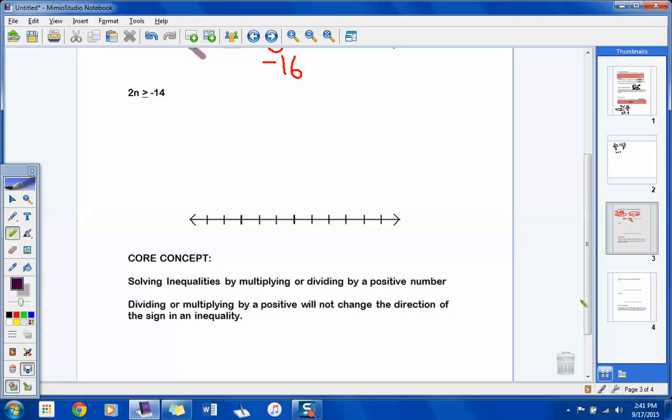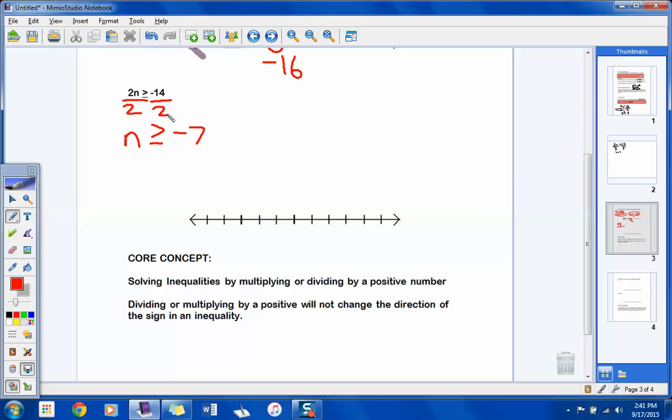Got it, Ben? Who's got a solution here for me? Scarlett, what do you think? N is greater than or equal to negative 7. All right, how about a process? What was the process? Divide each side by 2. Awesome. Again, guys, your job is to isolate the variable, right? Doesn't this say 2 times n? So how are you going to undo multiplication by 2? Divide by 2. Divided by a positive 2, so we don't have to change the sign at all, do we?